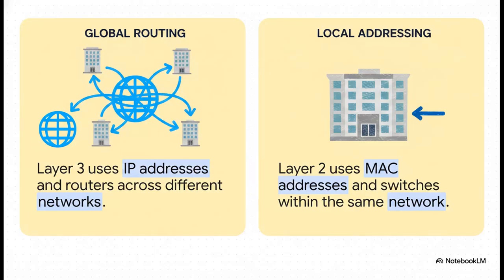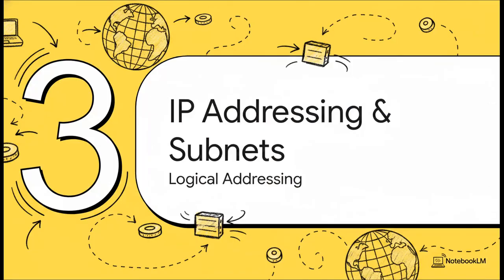Now, this is a distinction that trips up a lot of people, so pay attention. The data link layer, that's layer 2, uses MAC addresses and switches to move data within the same local network. But the network layer, layer 3, uses IP addresses and routers to move data across different networks. An easy real-world analogy for you. The IP address is the building's street address. It gets you to the right location in the world. The MAC address, on the other hand, is the specific apartment number on the door once you're actually inside that building.